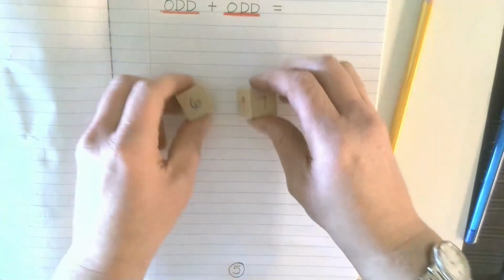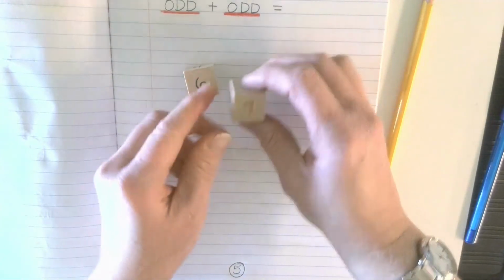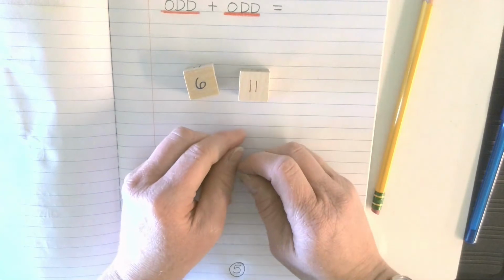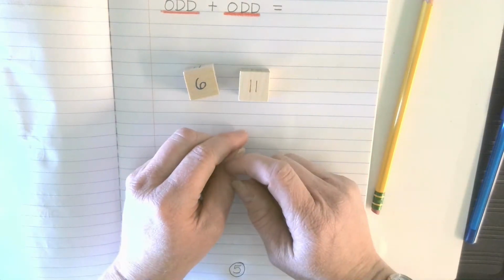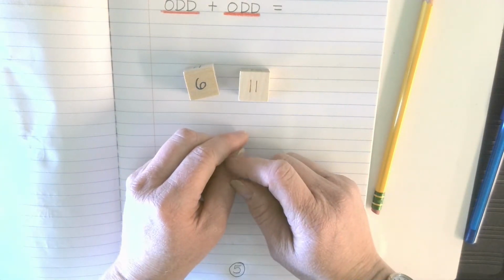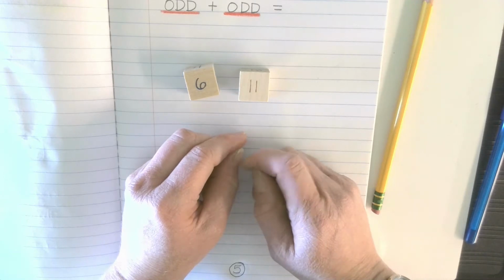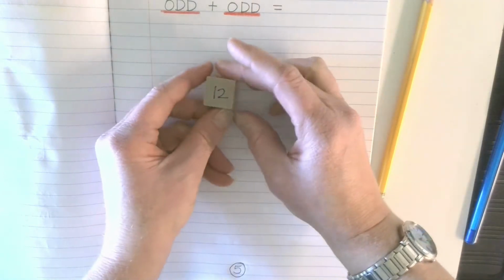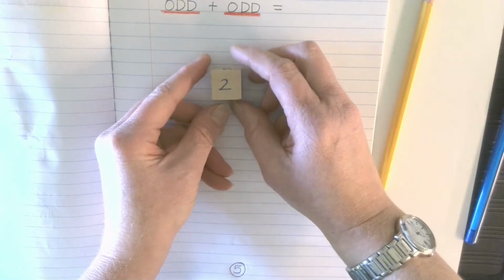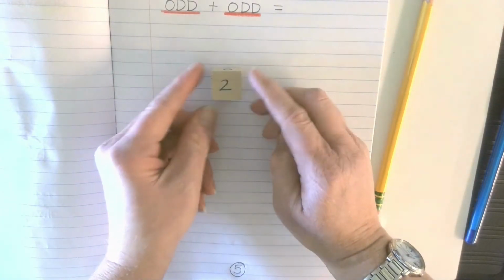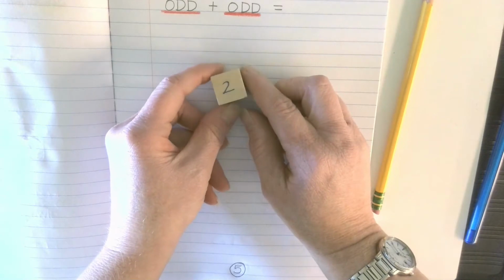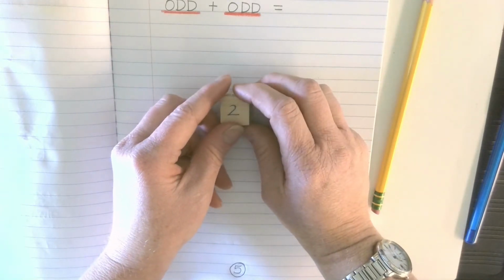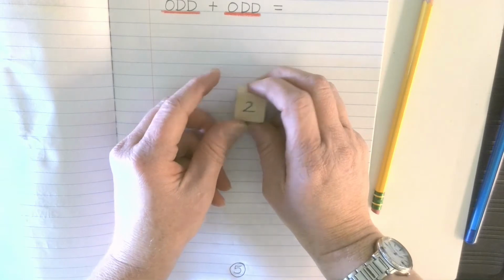I made a couple of dice. Here I have the red dice is odd numbers, 1, 3, 5, 7, 9, 11, 13, 15, 17. And my blue dice are even numbers. And all the even numbers are the numbers that we say when we count by 2. So 2, 4, 6, 8, 10, 12, 14, 16, 18, 20, and so on.